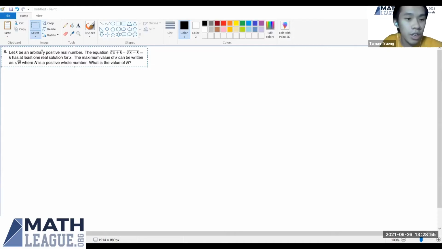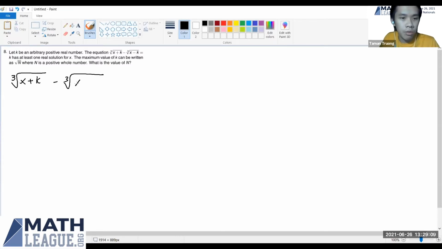Let k be an arbitrary positive real number. The equation cube root of x plus k minus cube root of x minus k equals k has at least one real solution for x. The maximum value of k can be written as the square root of n, where n is a positive whole number. What is the value of n?